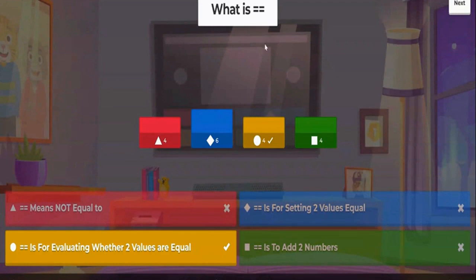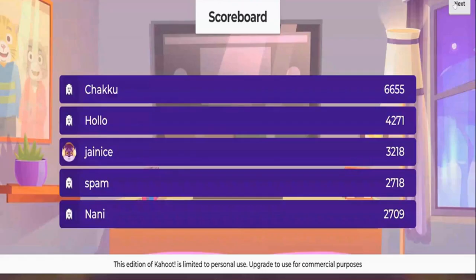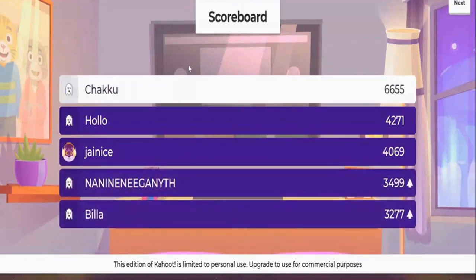So is 6 equals equals 6? That would be true. If I said 6 equals 6, that would give me an error actually because it doesn't understand that. So yeah, good job guys. Even though that was a hard question, I'm glad you took a guess.